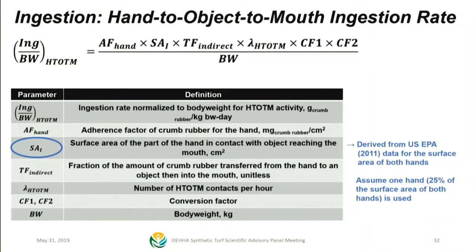The part of the hand in direct contact with an object may vary based on the type of contact. Video data show that objects involved in this type of activity are dietary objects such as water bottles or food. We use an assumption that one hand will be used when eating or drinking on the field. Young children are also assumed to touch objects such as toys or pacifiers after their hands have contacted the field. So one hand will also be assumed for this kind of activity.